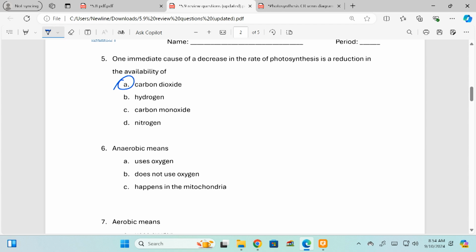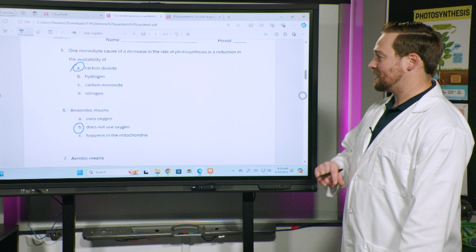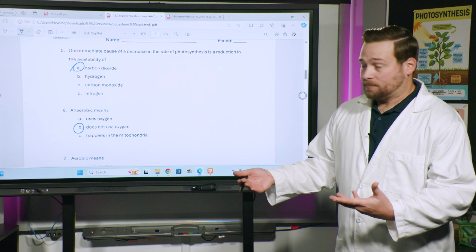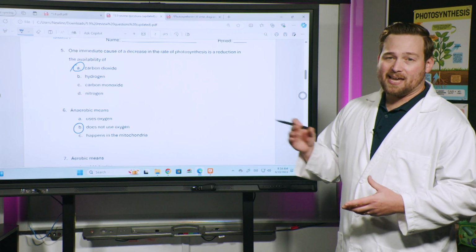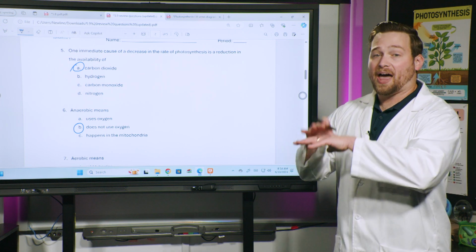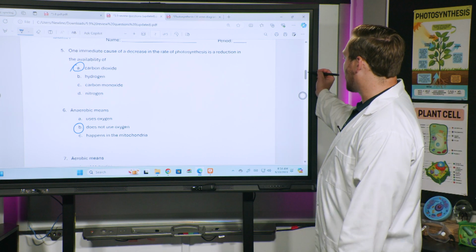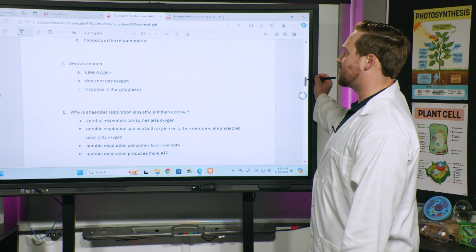6 says anaerobic means, what does anaerobic mean? Does anaerobic use oxygen, not use oxygen, or does it mean it happens in the mitochondria? Anaerobic means it does not use oxygen. Okay, aerobic kind of sounds like the word air. And what's in the air that we need? Oxygen. That prefix A means without. So without oxygen means it does not use oxygen. So letter B is the best one here. All right, let's check these last couple out.